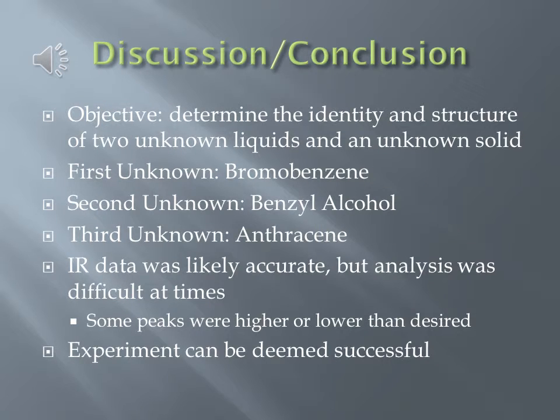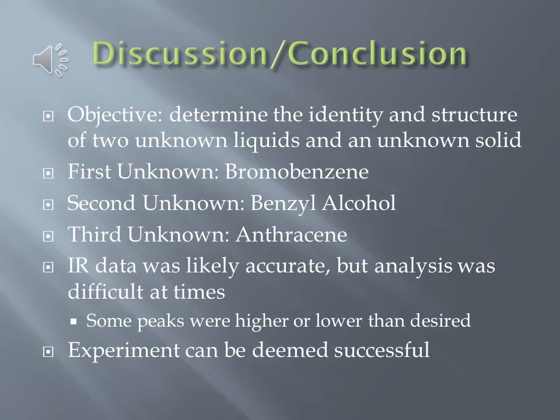Again, the objective of the experiment was to determine the identity and structure of two unknown liquids and an unknown solid from a given list of unknowns. Based on the information that we got from the IR spectrometer, the first unknown was determined to be bromobenzene, the second was benzyl alcohol, and the third, the solid, was anthracene.